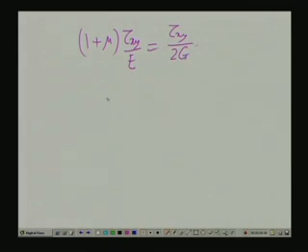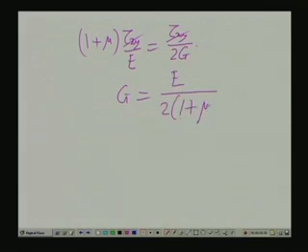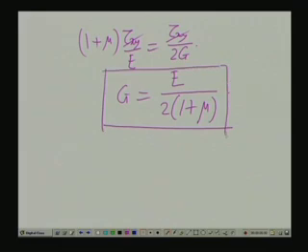Hence, we can write that tau x y gets cancelled. So, this G is equal to E divided by 2 into 1 plus mu. So, this is the relationship between the shear modulus G and the elastic modulus E through the term Poisson's ratio. So, this is the relationship between E, G and mu.